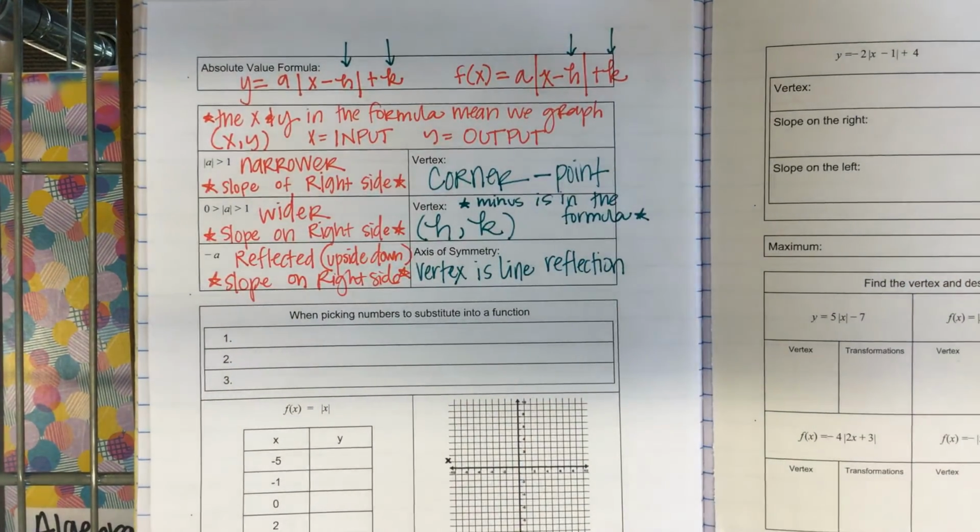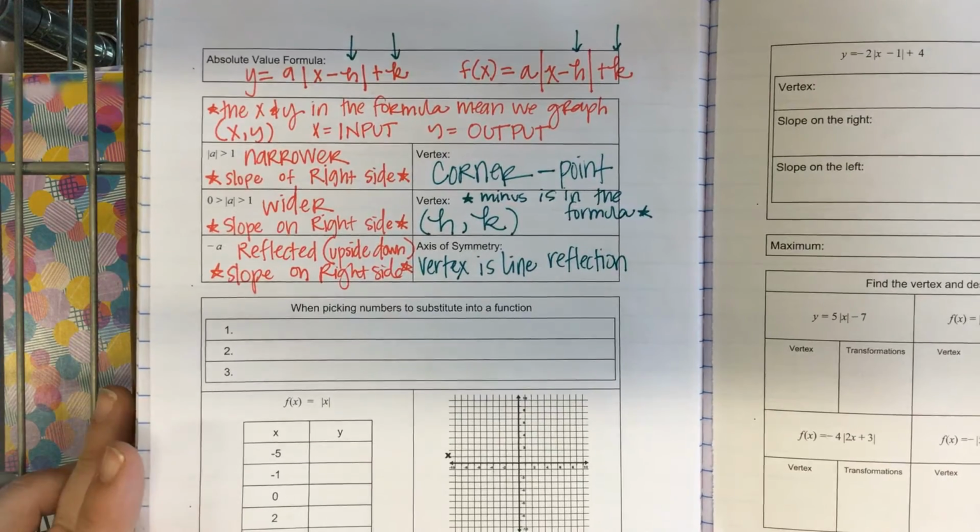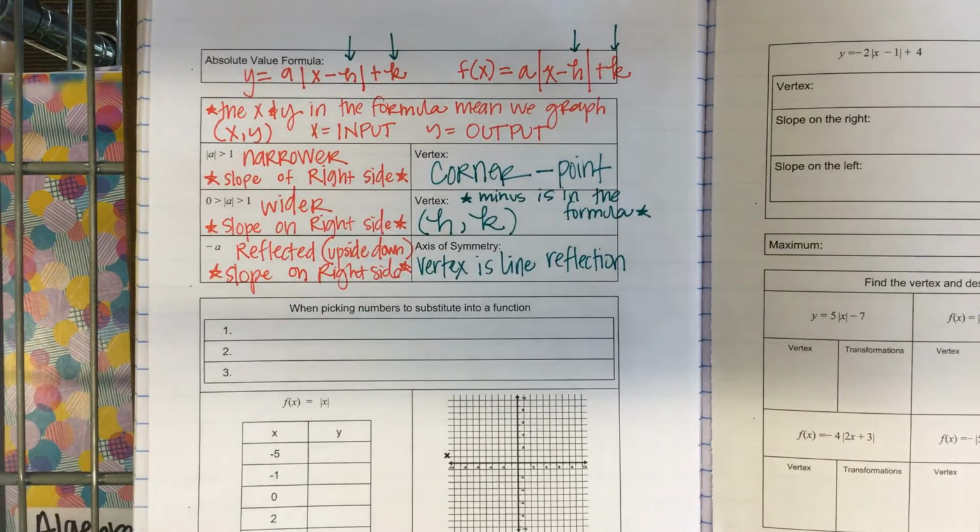If something's 2 spaces to the left of the vertex, there's going to be something that's 2 spaces to the right of the vertex. The vertex, the turning point, the corner, is our line of reflection. It's what we reflect over.